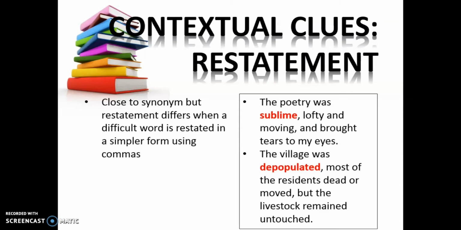Same goes with the second statement. The author utilizes restatement in order to define the word depopulated. The village was depopulated. Most of the residents died or moved, but the livestock remained untouched. So what's the meaning of depopulated here? You can infer it through the statement of most of the residents died or moved. Only livestock remain untouched. So basically, the meaning of depopulated here is all about reduced in its population.